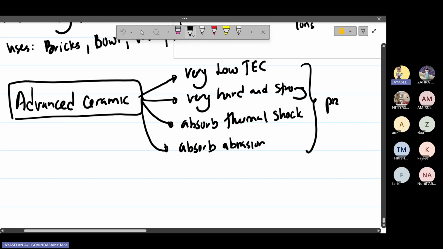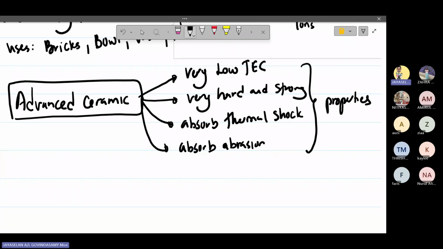Properties. Once we finish this, chapter 8 is finished. Has very low thermal expansion coefficient. That means very strong, very hard, okay? Hard and strong, absorb thermal shock, abrasion. Okay?